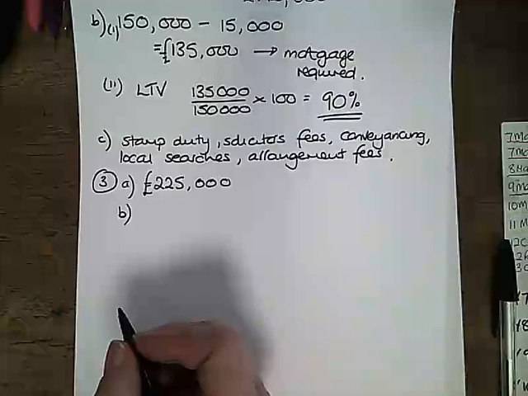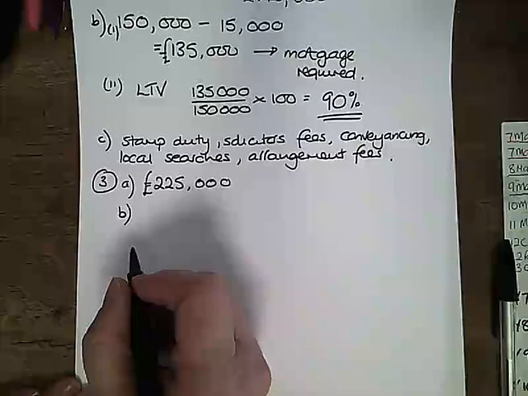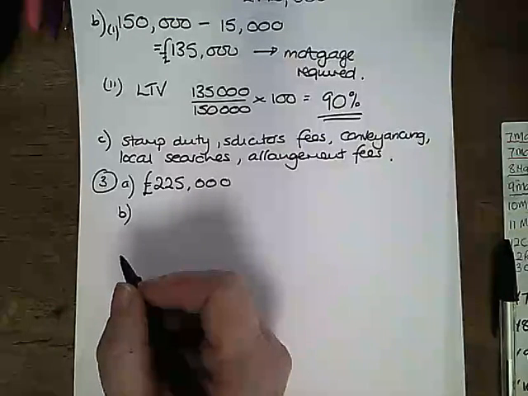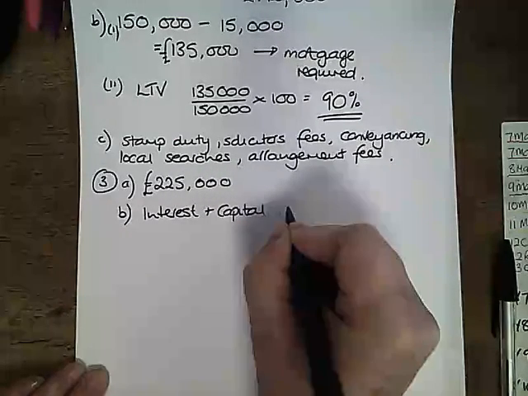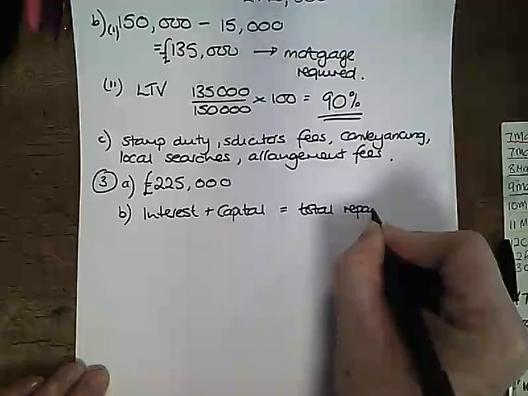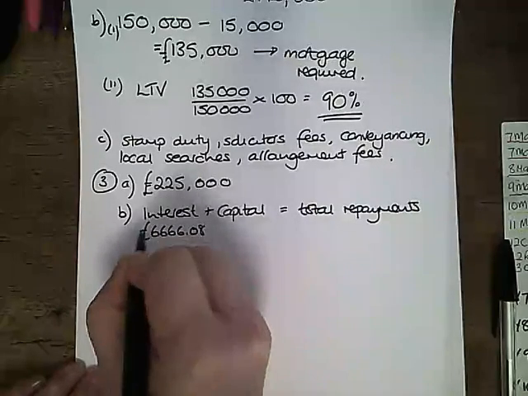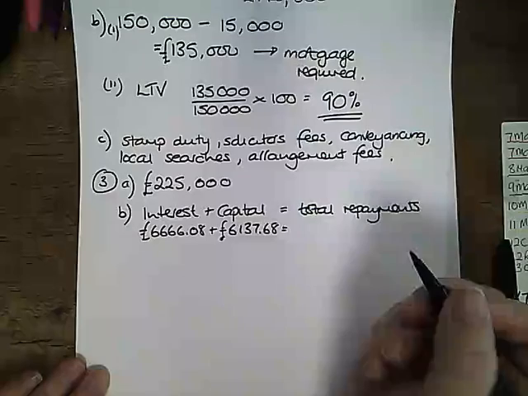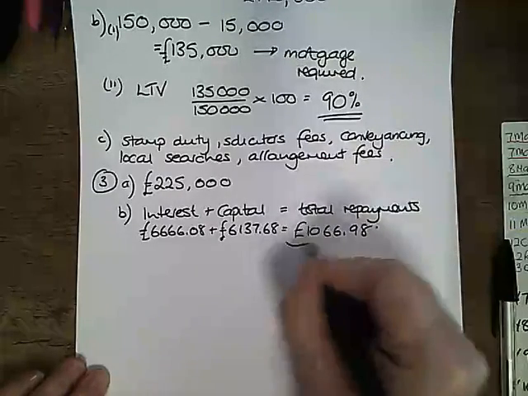Question B asks what the monthly repayments are. So for the monthly repayments, we need to find out the monthly interest rate, and, oh no, we don't need to find out the monthly interest rate. We need to work out what the total is of the interest payment and the capital. That would give us our total payment. So interest plus the capital would give us our total repayments. So the interest is £6,666.08, and the capital is £6,137.68, and that would be the total, the monthly repayment, which would be £1066.98.